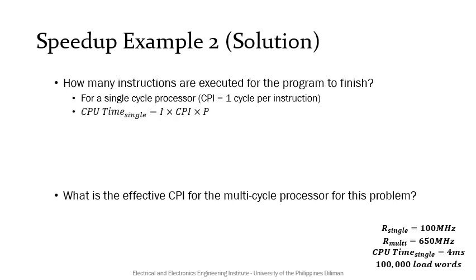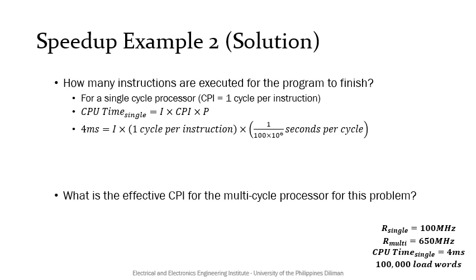The formula for CPU time is I times CPI times P, or I times CPI over R. Thus, 4 milliseconds is equal to I times 1 cycle per instruction times 1 over 100 times 10 to the 6 seconds per cycle.